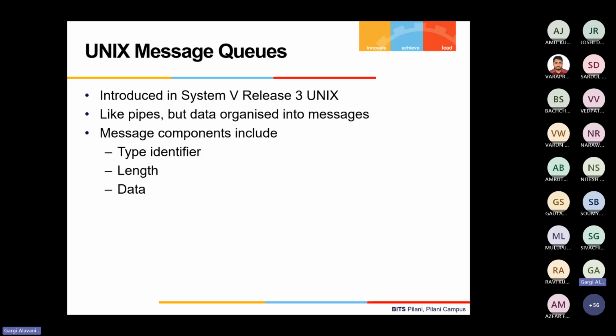Also, we can decouple the sender and receiver process. That is, they don't have to be active at the same time. As long as the data is in message queues, this gives them flexibility when we have multiple processes. Sender and receiver need not be active at the same time. As long as data is in message queues, the data will get delivered.